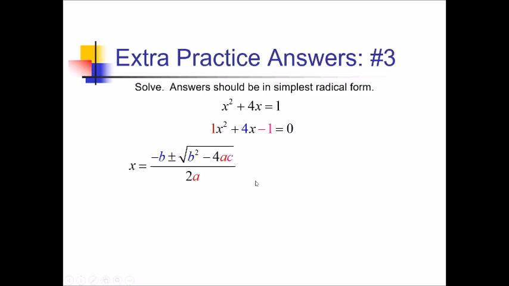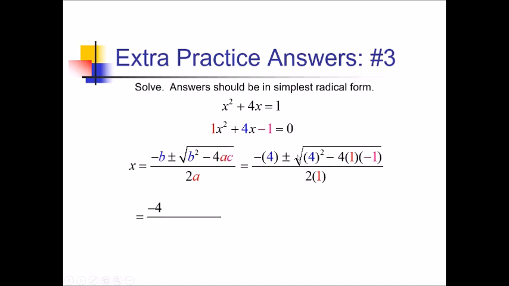all over 2a. So plugging all that in, we have -4 plus or minus the square root of 4 squared minus 4 times 1 times the c value of -1, all over 2 times that a value of 1. Simplifying further, we've got a -4 out there, plus or minus the square root of 16, and then we have minus 4 times 1 times -1. That's a grand total of plus 4 inside there. So careful with those signs. And we have 2 in the denominator. So that's 16 plus 4, which is 20 inside there.